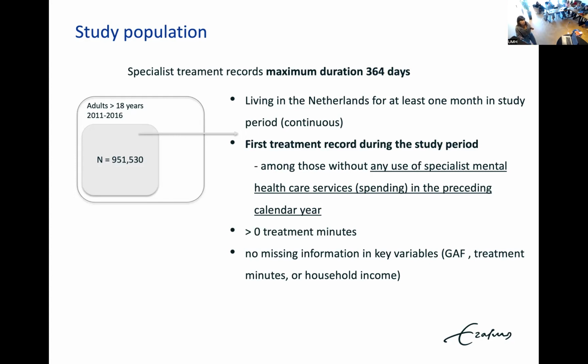We also exclude records with 0 treatment minutes because effectively they didn't get any treatment, any care. And we exclude records with missing information in our key variables: GAF, treatment minutes as well, and household income. I actually could have put here, it's not major, to be honest, in our setting, but unfortunately we cannot run our results with cases that have missing information.